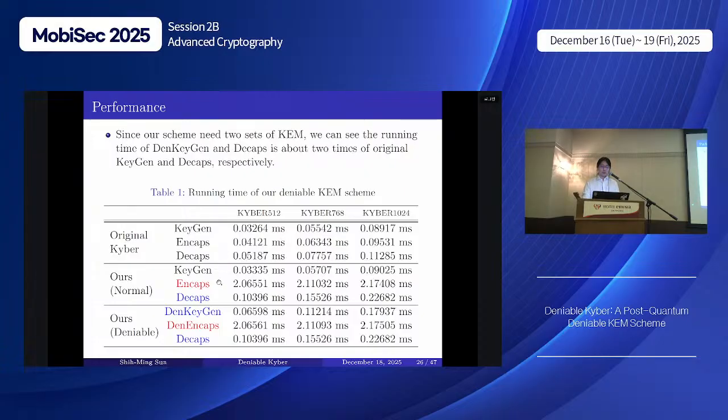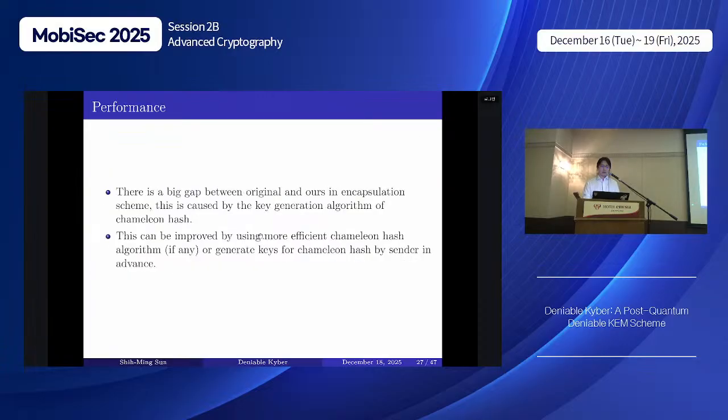And we can see there is a big gap between our encapsulation and the original encapsulation. This is caused by the key generation algorithm of the chameleon hash. We claim this can be improved by using a more efficient chameleon hash algorithm, or by having the sender generate the keys for the chameleon hash in advance.